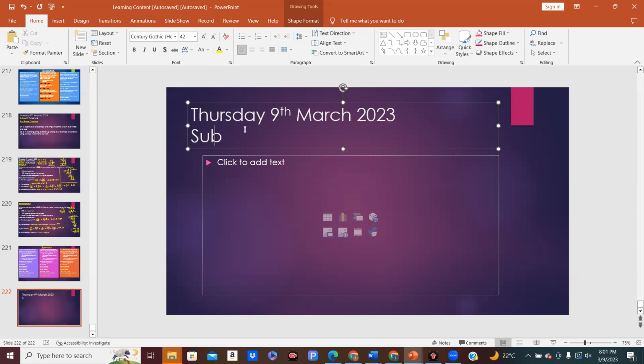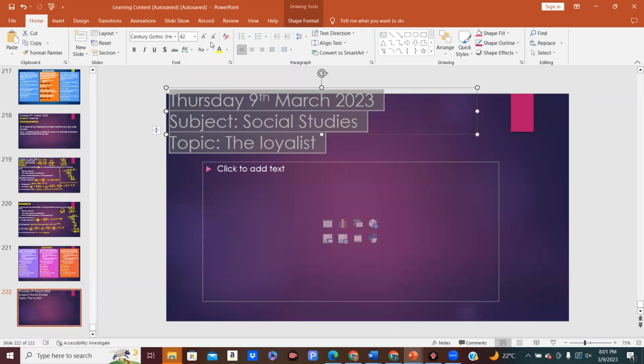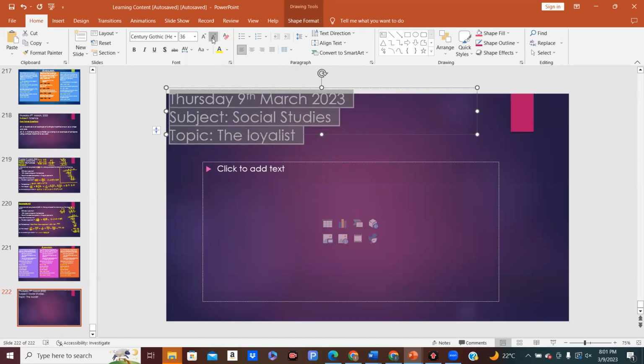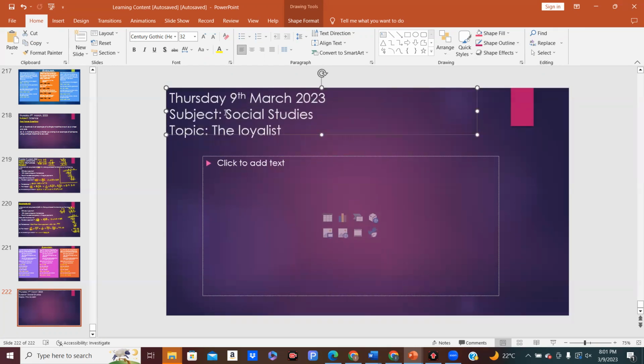The subject is social studies, and the topic is the loyalists. How many persons have learned about the loyalists before in class? And what do you know about the loyalists? The loyalists are people who consider themselves more British than American.